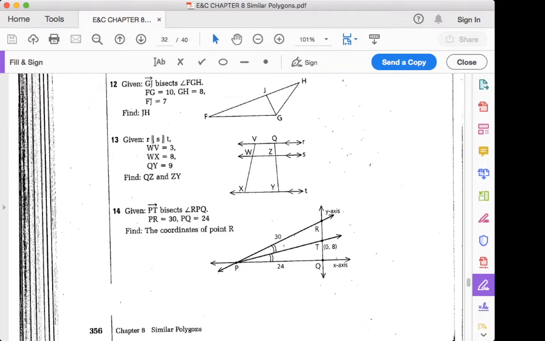And we have, as I copy it down on my own paper, a coordinate plane. And we have R, T, Q, P. They're telling us that PT bisects angle RPQ. We have 30, 24, and it tells us T is up at 0.8. All right. We want to figure out what the coordinate of R is.